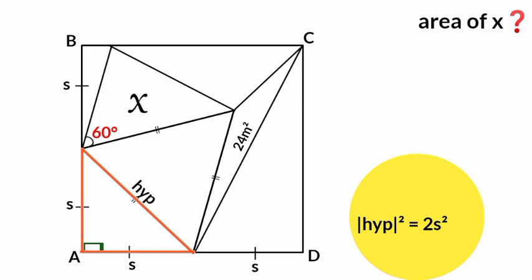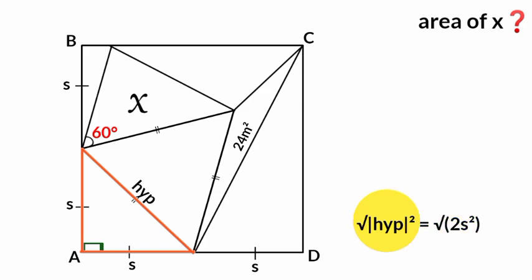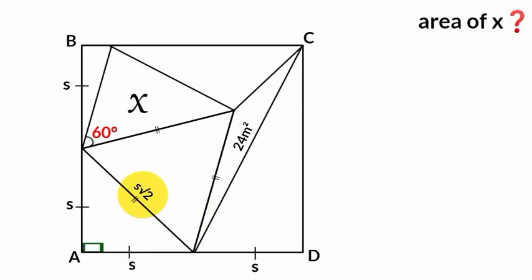Taking the square root of both sides, here square root of hypotenuse squared is hypotenuse, and here square root of 2S squared is S root 2. So hypotenuse equal to S root 2. That is the length of this side in terms of S is S root 2. Now recall, this side, this and this side are equal in length. So since this is S root 2, this and this must also be S root 2 in length.